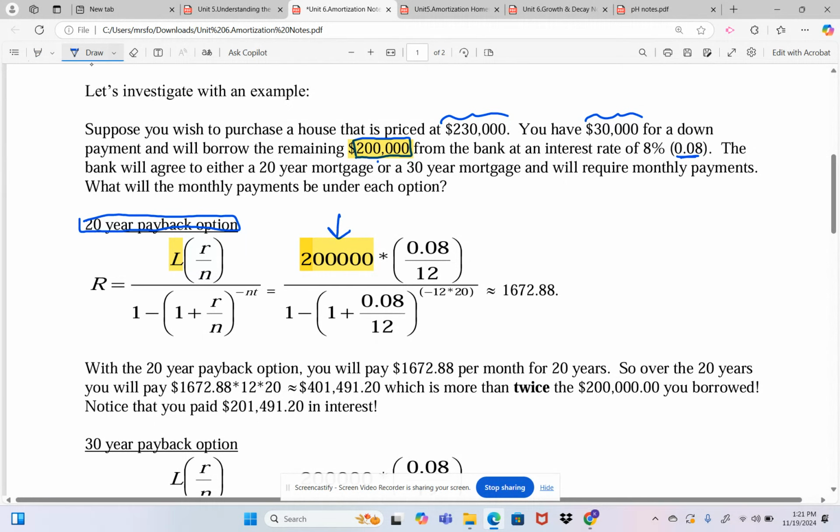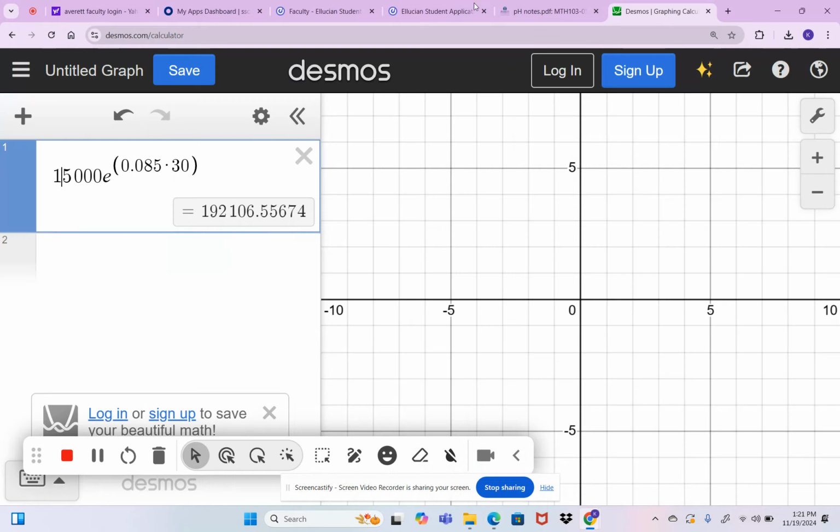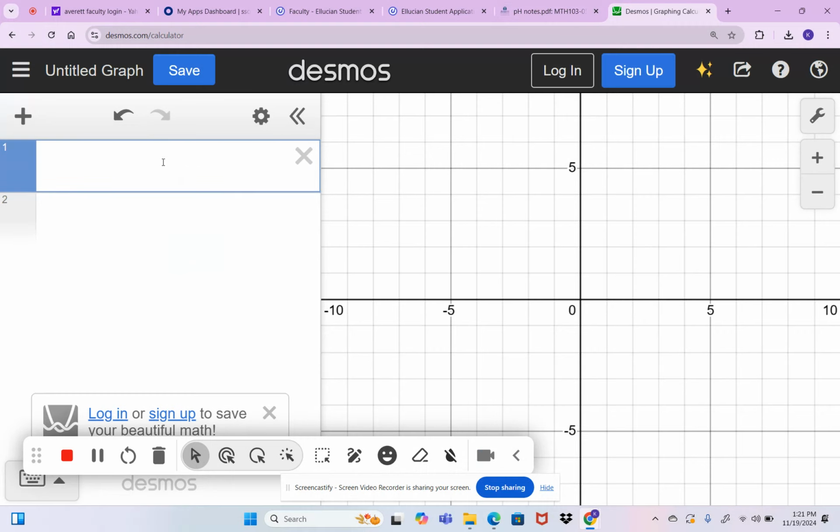Now, the R is our interest rate. N is the number of compound periods, and it says we're making monthly payments, so that's our 12. The N also is going to be 12 down here. And notice here we have a negative 12 times 20 because the 20 is for 20 years. Now it tells me here what it's approximately. However, I want us to actually type this in. So if you have access, I want you to try typing this in with me.